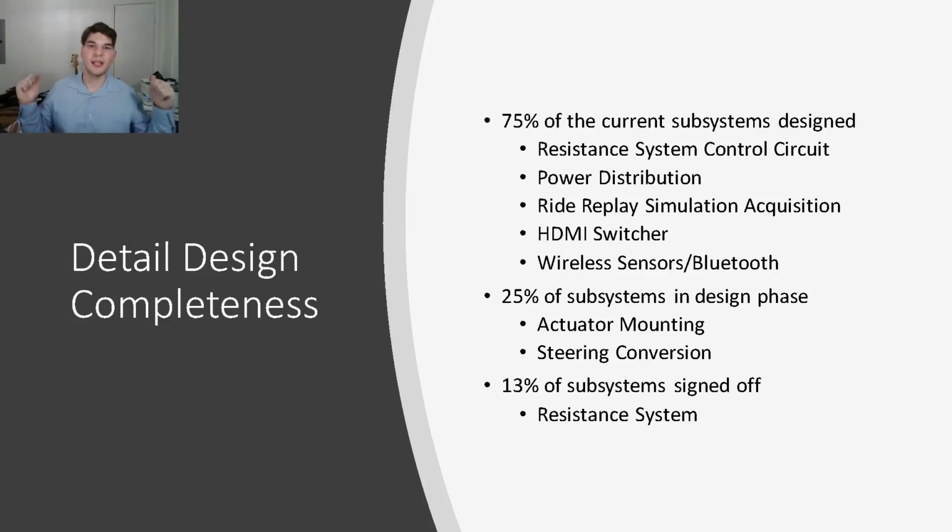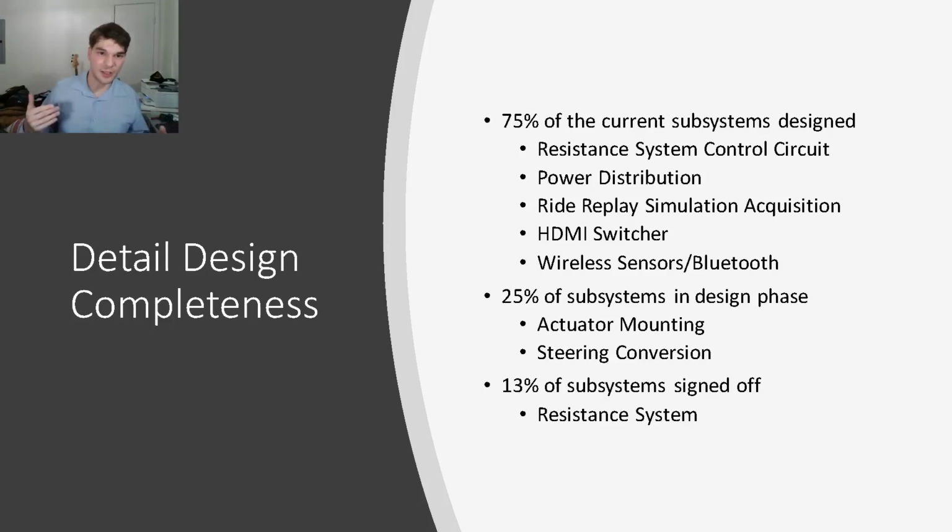Power distribution is how we're actually powering everything, making everything that needs electricity to run. Ride replay simulation acquisition, that is the component that is going to be hooked up to the user's bike when they're riding around, actually collecting data like elevation, speed, the actual video, and that is the information that is going to be brought back inside to create the ride replay simulation. So this is that piece of hardware with a bunch of sensors in it that is going to gather that information.